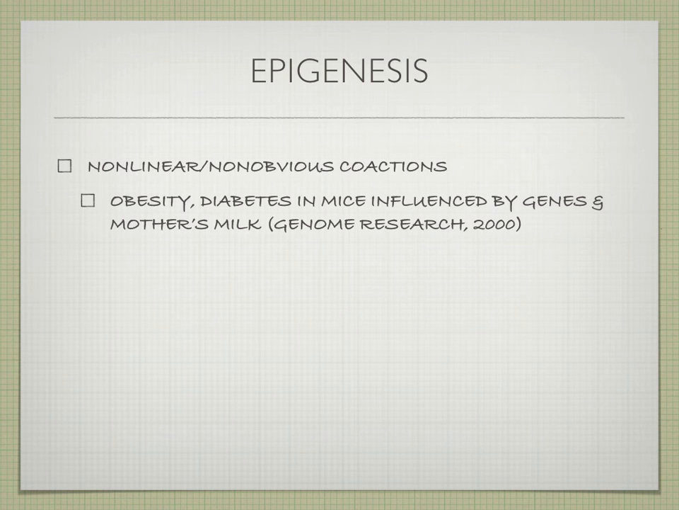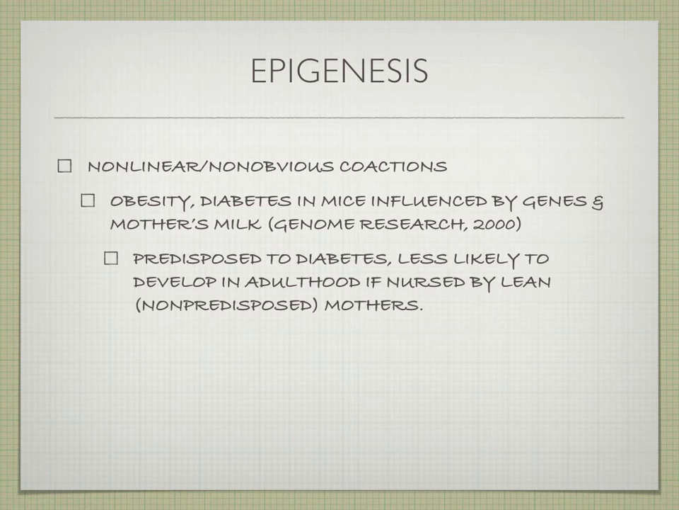So the example that they give you in the video is that of obesity and diabetes in mice, and how they have these genes being turned on and off in these mice. And they have the fur coat to help determine as a marker so they can see who they've turned on these genes with and who they haven't. But again, this was being passed on through their mother's milk, okay? These mice were then predisposed to diabetes. The mice that were predisposed to diabetes were less likely to develop it in adulthood if they were nursed by these lean, non-predisposed mothers. So again, they are genetically predisposed, but because these mothers had the switches turned off, so to speak, they were passing on those off switches to the mice that they were nursing, okay?